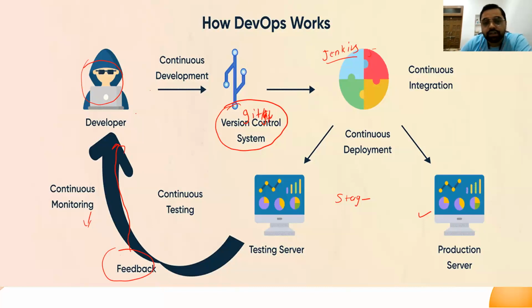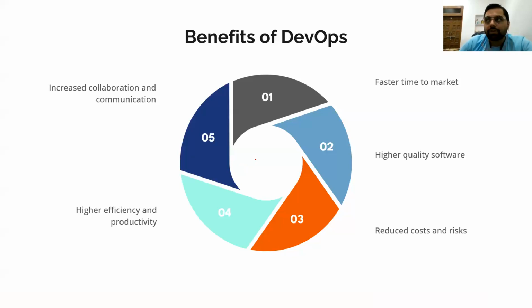And after that, they again do that update with your code, and the same process will go again. So it's like a cycle within a cycle, so everything is continuous in that case. So this is how DevOps works. Okay. So what are the benefits which we have with DevOps?